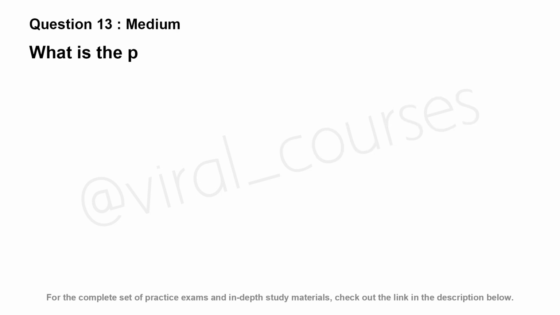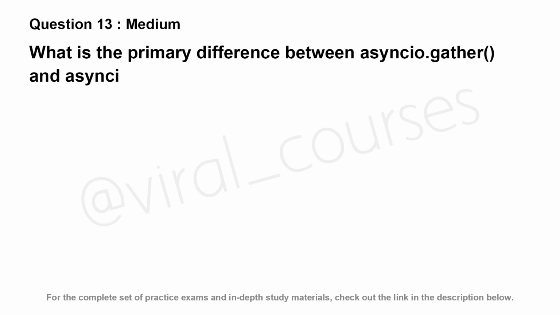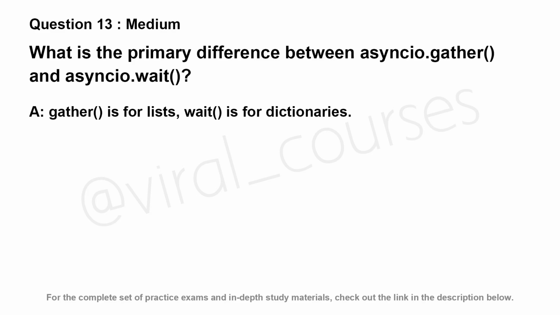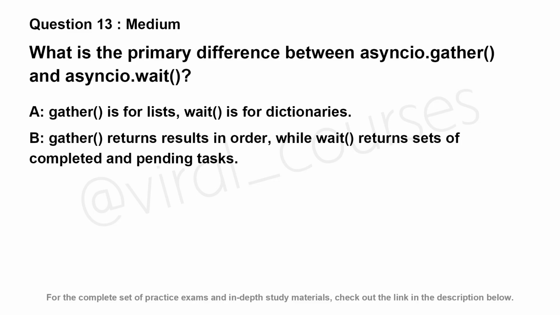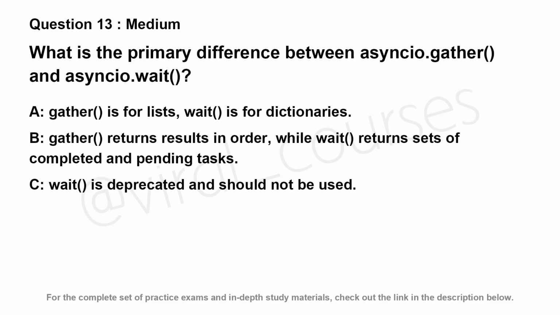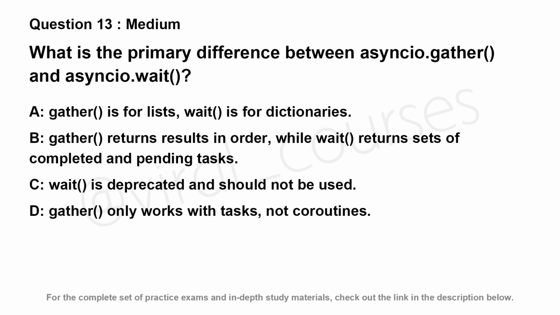What is the primary difference between asyncio.gather and asyncio.wait? Option A. Gather is for lists. Wait is for dictionaries. Option B. Gather returns results in order, while wait returns sets of completed and pending tasks. Option C. Wait is deprecated and should not be used. Option D. Gather only works with tasks, not coroutines.